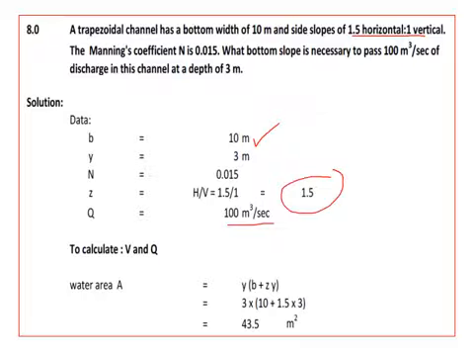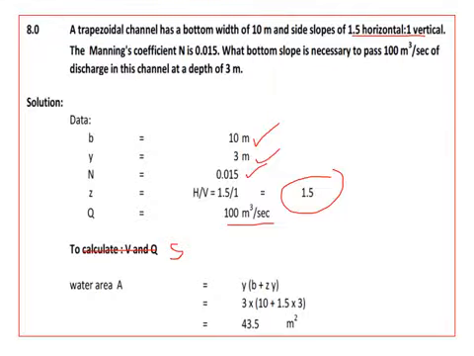Depth of flow is given, and Manning's n, a constant, is given, so that's the reason why we are using Manning's equation. In this case, we are trying to find out what should be the bottom slope. Okay, so first step is to calculate the water area, because B and Y are given.